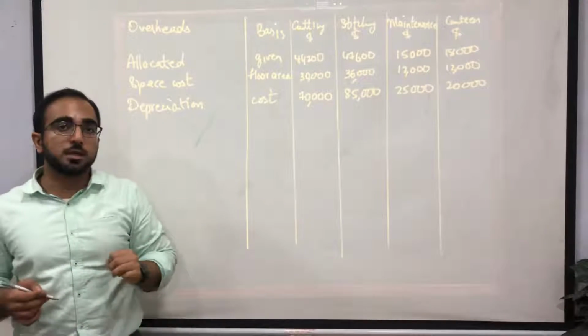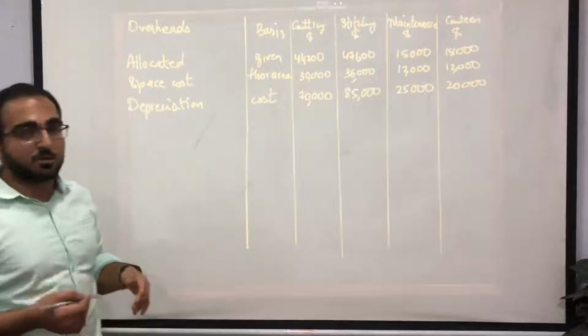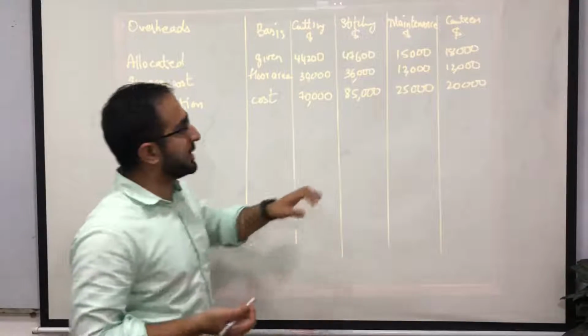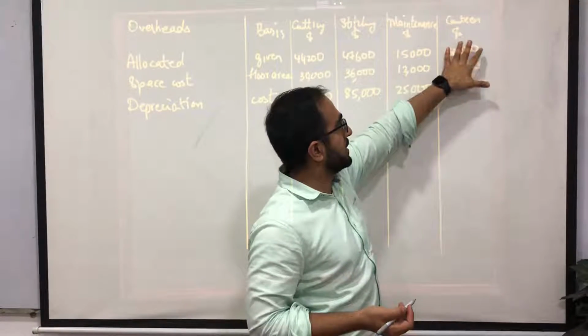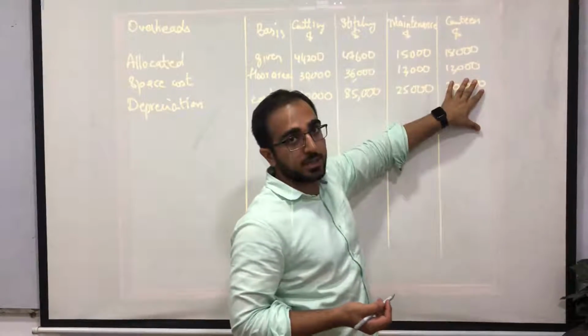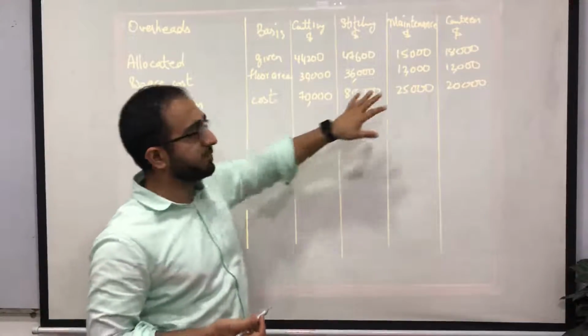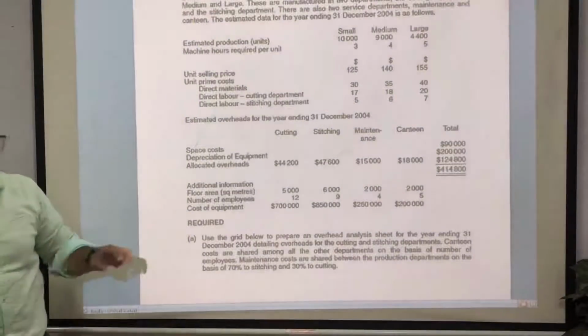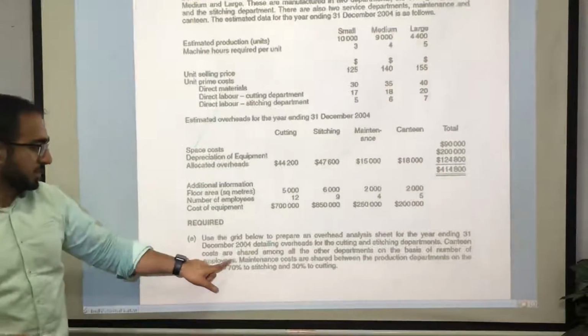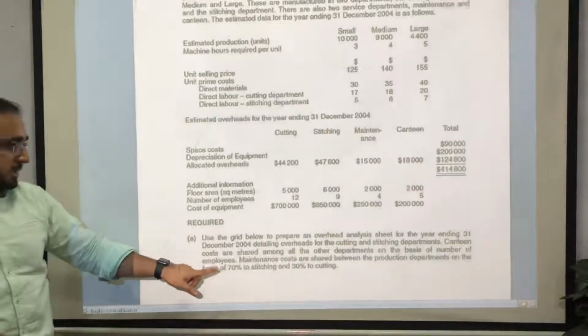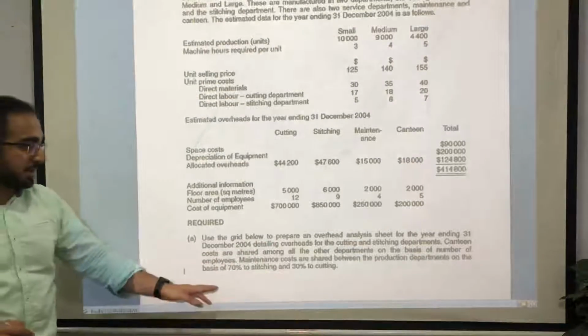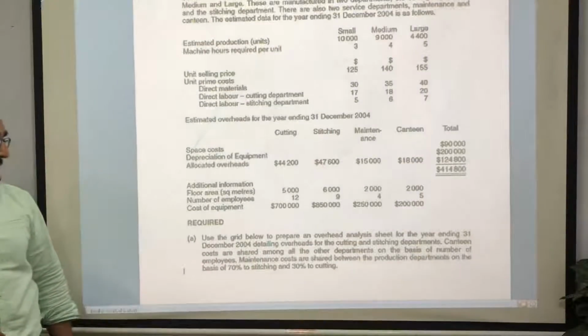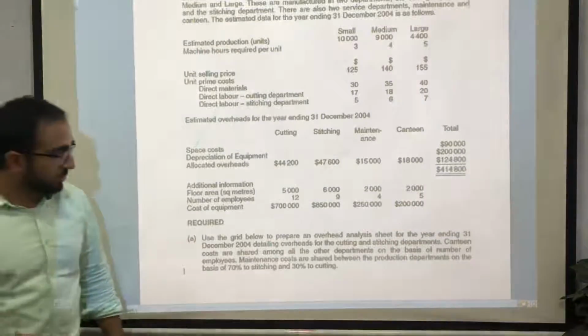The third thing was the reapportionment. Now when I talk about reapportionment, I need to basically break down the cost of the overheads for canteen into the respective departments, and maintenance into the respective departments. Now the question told us that canteen costs are to be shared amongst all the other departments on the basis of number of employees. Maintenance is being done on the basis of 70 to stitching and 30 to cutting.